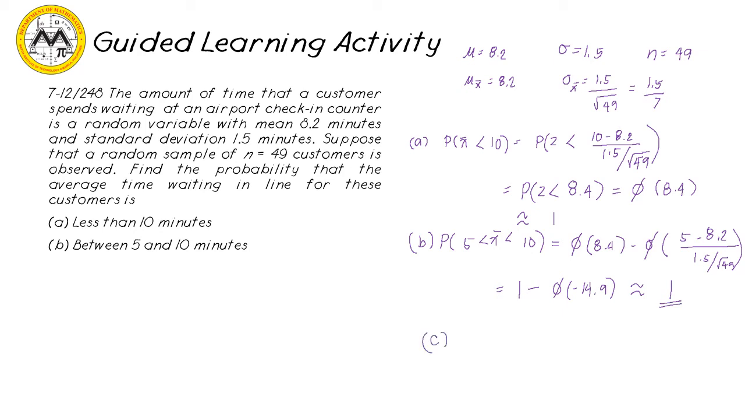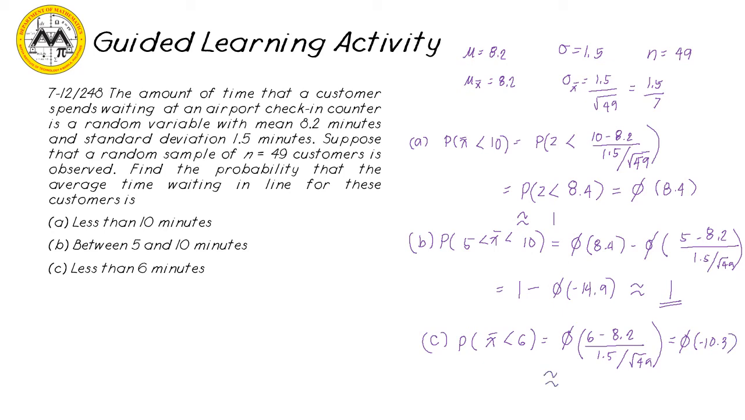And for letter C, less than 6. So the probability of x bar less than 6 would be phi of 6 minus 8.2 over 1.5 divided by square root of 49. This is phi of negative 10.3. So this is approximately equal to 0. So it's up to you to interpret and analyze this problem.